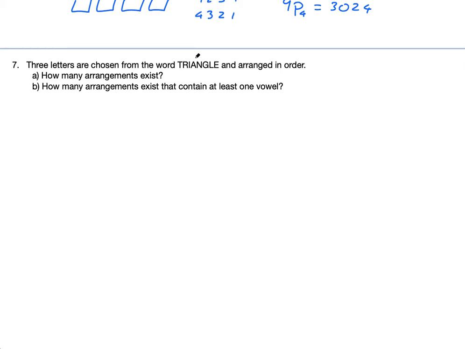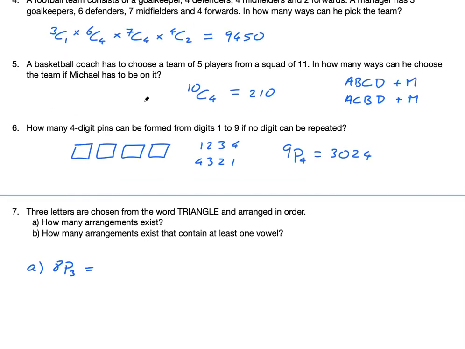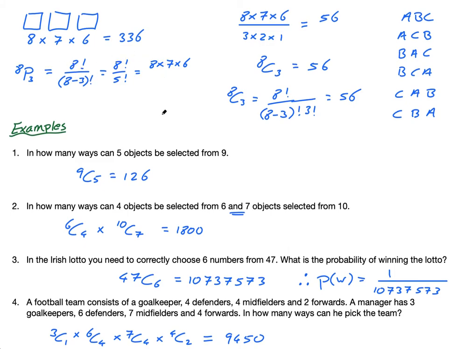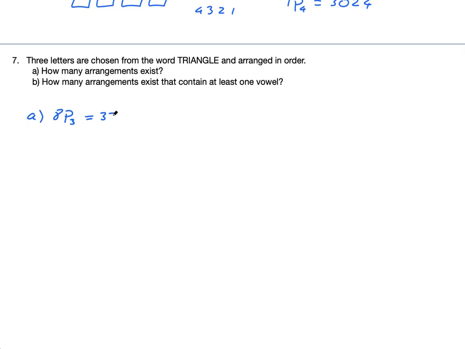Three letters are chosen from the word triangle and arranged in order. So note, all the letters are different in the word triangle. How many arrangements exist? So again, arranged in order. So this time T, I is different to I, T because it says in order. So this time it's P again. How many letters do I have? 1, 2, 3, 4, 5, 6, 7, 8. So it's 8 permute 3. I think I did that one before, didn't I? 8 permute 3, 8 times 7 times 6 is 336.